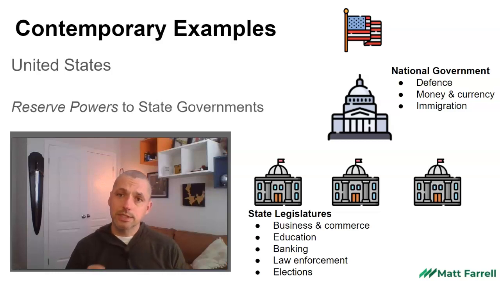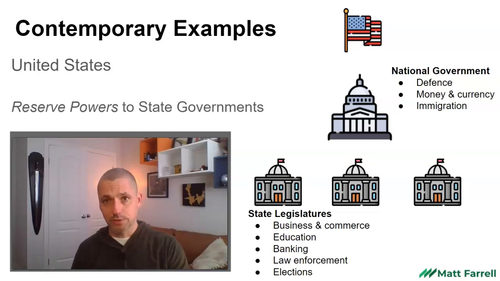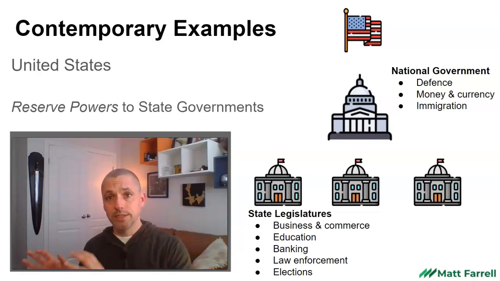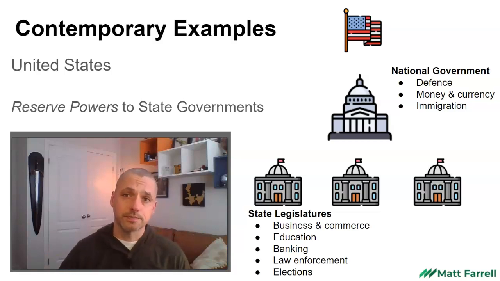So in this system, slightly different than the Canadian example, reserve powers go to the state governments. So this is a highly decentralized federation. The Constitution lists a bunch of powers. Anything that's not listed, by default, goes to the states.